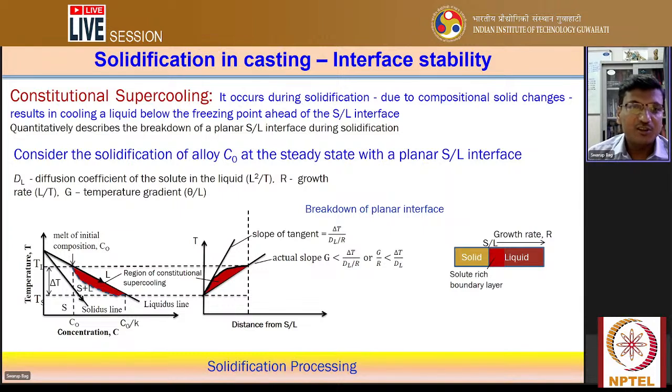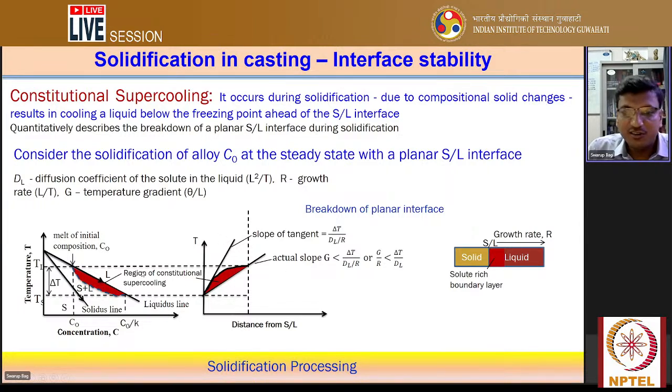So let us consider the solidification of an alloy C0. Say the initial composition of the alloy is C0, at steady state conditions and with a planar solid-liquid interface. In that case, the red zone appears when the temperature is gradually reduced. The red zone is the zone of constitutional supercooling, because there might be some compositional differences in the liquid phase. That happens at the solid-liquid interface, and because of these compositional changes, it creates a constitutional supercooling situation.